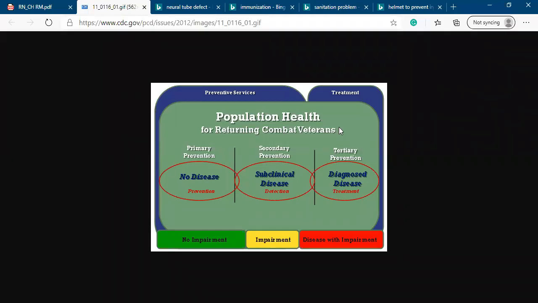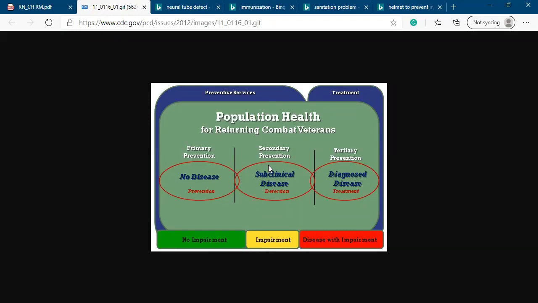The topic is disease prevention in community health nursing. There are three levels of prevention: primary, secondary, and tertiary. We're going to talk about primary prevention first. Always remember, prevention is better than cure. In primary prevention, the client, population, or community has no disease at all.